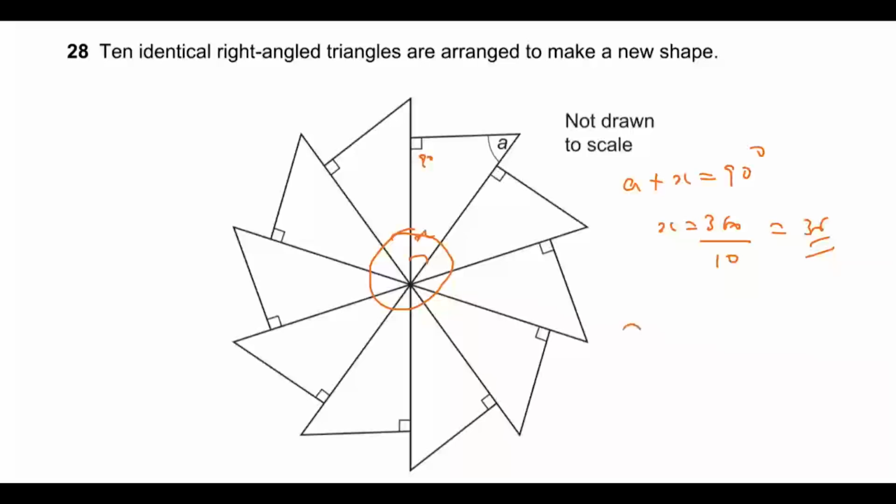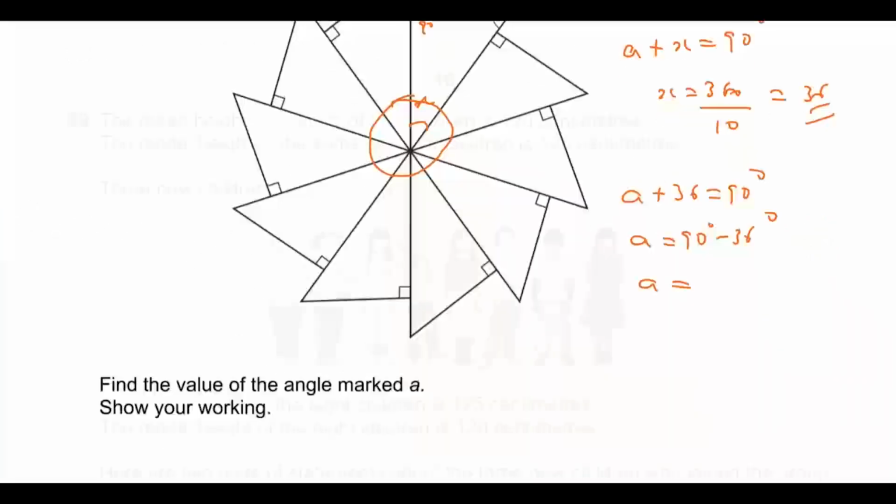So that means I have A plus 36 equal to 90 degrees. So that means A will be equal to 90 degrees minus 36 degrees. And A will be equal to 54 degrees. That's the value of A.